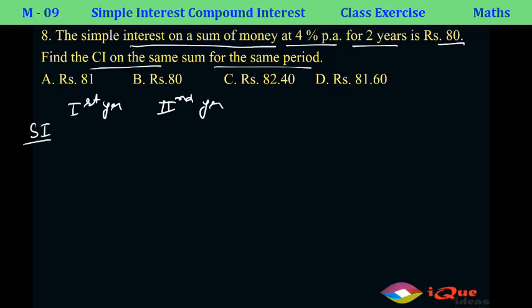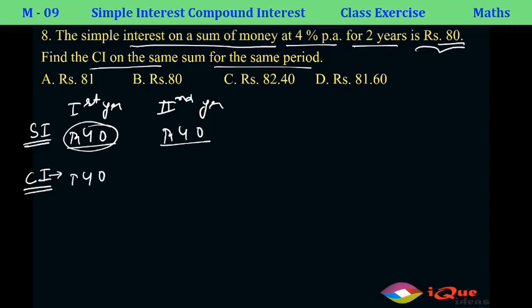Simple interest is going to be the same every year. Right, so here it is 80 rupees simple interest for 2 years. So for 1 year it will be 80 by 2, that is 40 rupees and 40 rupees. Alright. Now we also know that the compound interest in the first year is same as simple interest in the first year. So first year simple interest is 40 rupees.